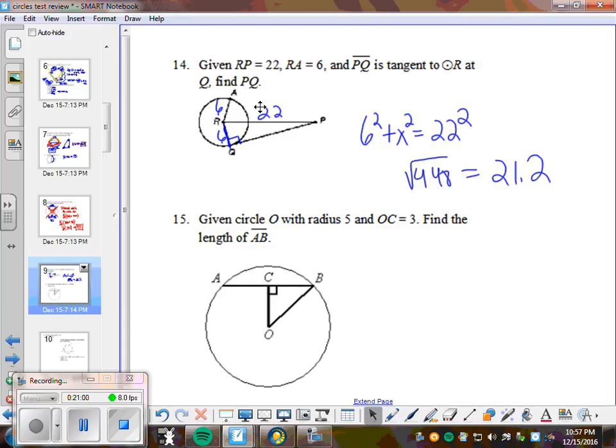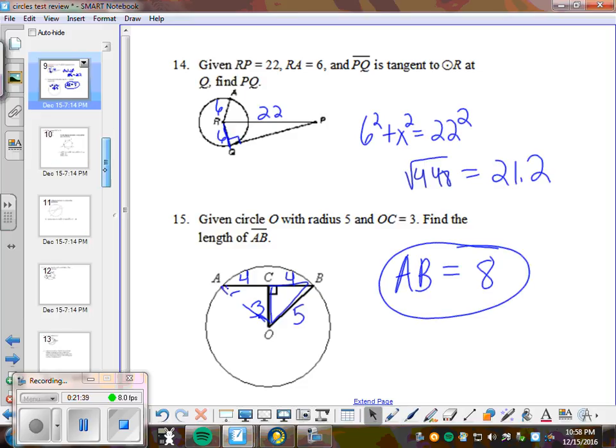15. Given circle O with radius 5 and OC 3, find the length of AB. So I've got a radius of 5. This is 3, so I know this is 4 because it's a 3, 4, 5 triangle. This is a right triangle, so that's 4, which would make this 4 because it's split equal there. So AB would be 8 because you could draw another congruent triangle. All you do is double the 4.